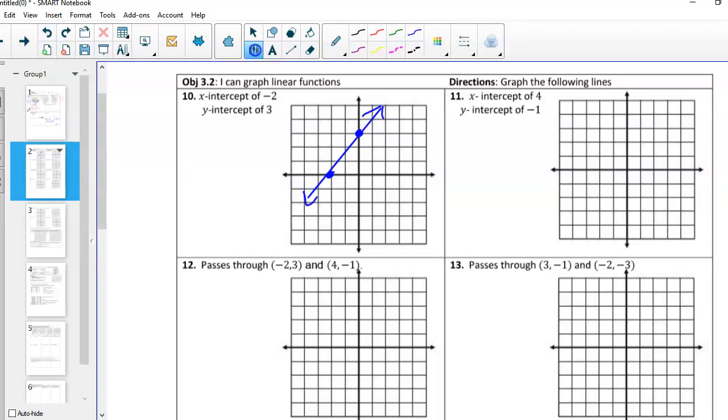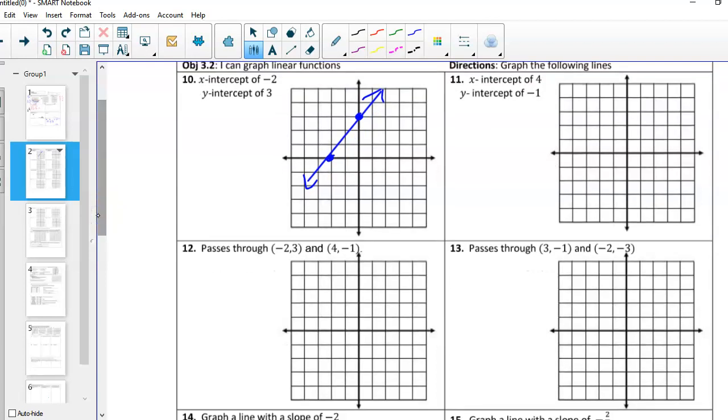Make sure these have arrows because these lines continue on forever and ever. If you need a ruler, I think the only reason if you got these wrong is because you switched them. You put the x-intercept at the y-intercept and vice versa. So don't do that.